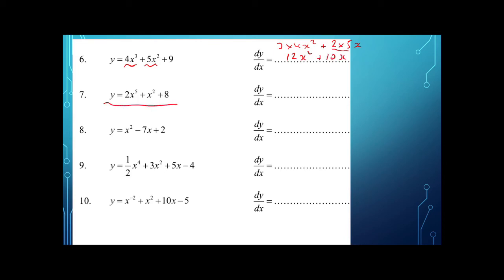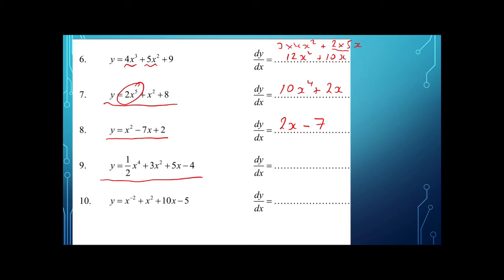Number 7, y is equal to 2x to the 5 plus x squared plus 8. Going to differentiate this, we're going to find dy dx. I'm going to put the 5 in front of the 2, which makes 10, x to the 4, x squared becomes 2x, and the 8 disappears. Number 8, y is equal to x squared minus 7x plus 2. Put the 2 in front of the x, and then the minus 7x becomes minus 7.